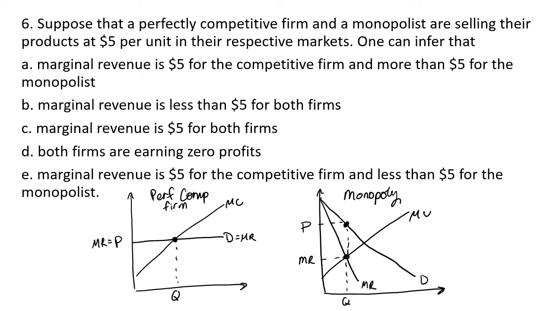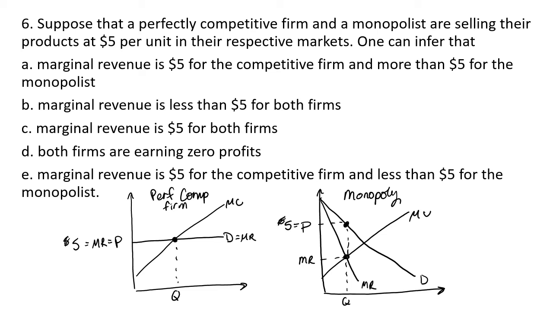But here, in a perfectly competitive firm, their price and their marginal revenue are the same. So the scenario tells us they're both selling their item at $5. So this is $5 and this is $5.